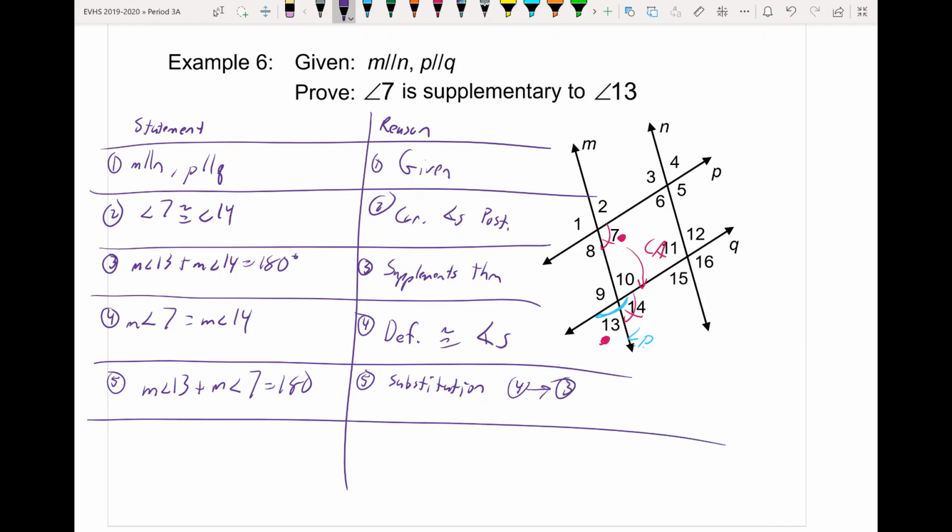And now that 13 and 7 add to 180, what does that tell me? We're done. We're not done. There's one more step. Add to 180, what does that mean? They're supplements. Yes. Angle 13 is supplementary to angle 7. That is by the definition of supplementary angles. And now we're done.